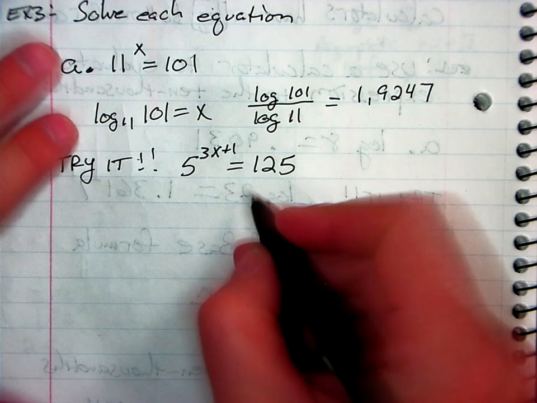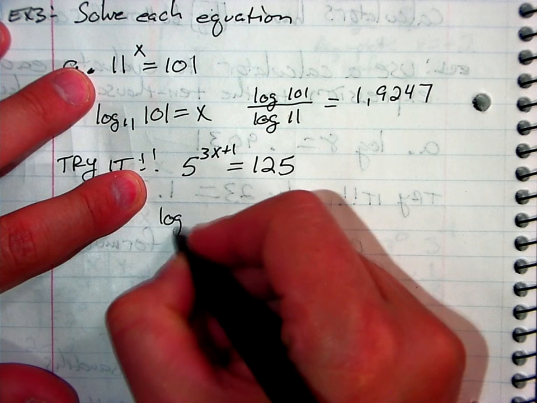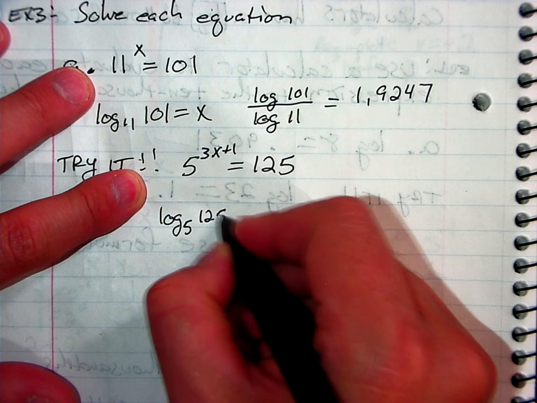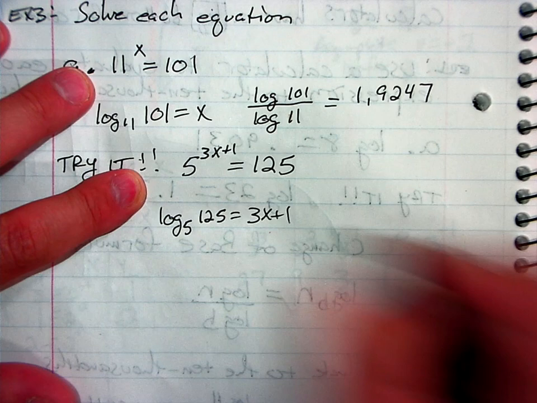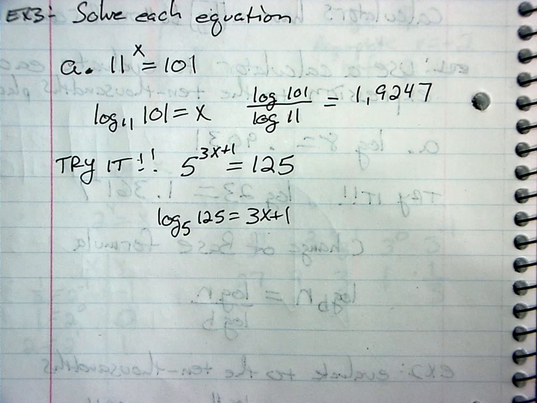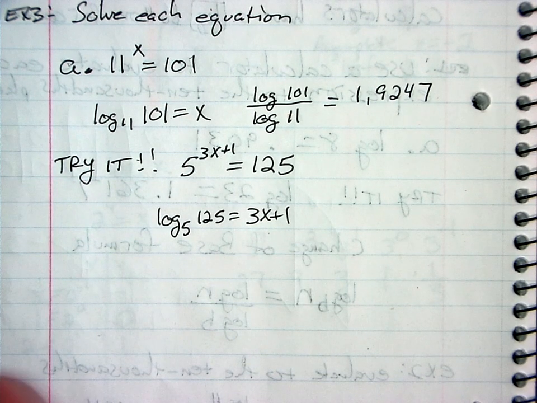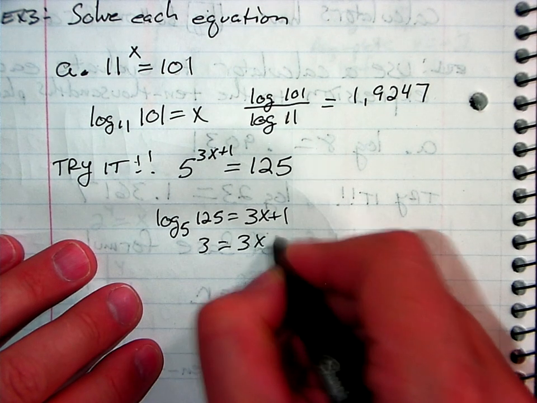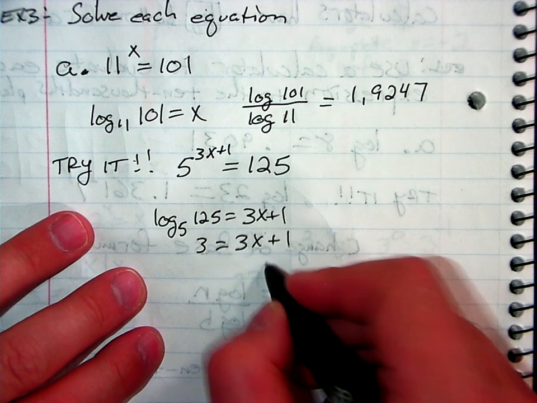First of all, the way we're doing stuff today is I could have wrote log base 5, and then done what with the 3x plus 1 and 125? Just switch sides. And then I could have done my change of base formula. I'm just going to do it on the calculator. Log 125 divided by log 5 is 3. So 3 equals 3x plus 1. And then simply solve for x.